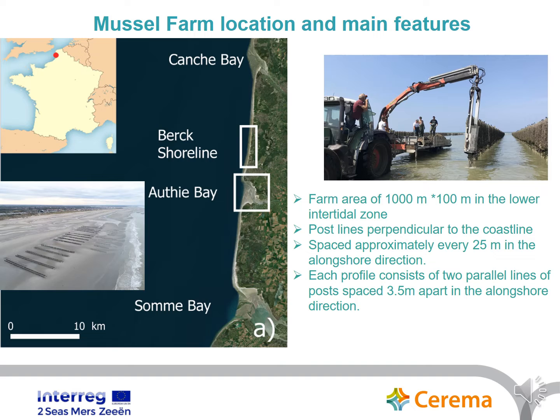The different lines are spaced about 25 meters apart in the along-shore direction. As you can see on the figure on the left, each line is in fact composed of two rows of posts, and each row is spaced 3.5 meters, still in the along-shore direction.